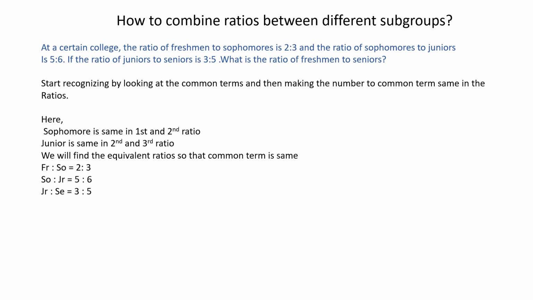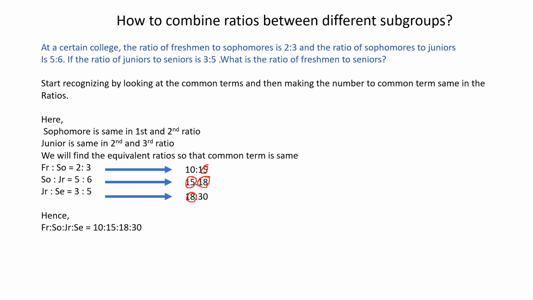So for freshmen to sophomores, it is 10:15. Sophomores to juniors, it is 15:18. And for juniors to seniors, it is 18:30. So we have all the common terms here with the same numbers.